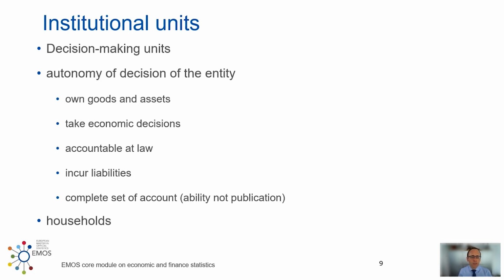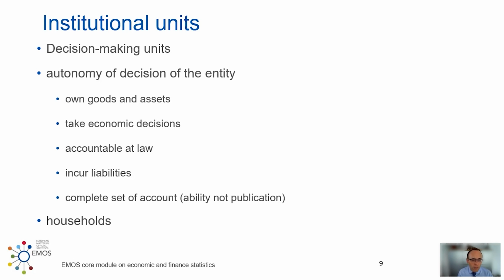These criteria are, first, these entities must be able to own goods and assets. They must really take the economic decisions independently. They must be accountable at law. They must be able to incur liabilities. And they must have a complete set of accounts. This does not mean they necessarily have to write this set of accounts down and publish it, or must be forced by law to publish a set of accounts. It must be the ability to complete this set of accounts.